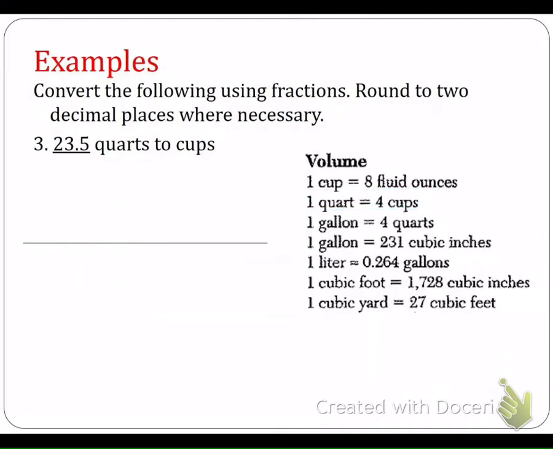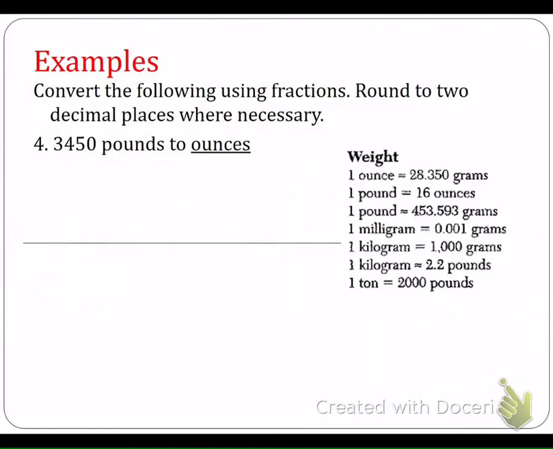All right, here's number 4. So we have 3,450 pounds to ounces. So real quick, what weighs more, a pound or an ounce? A pound. So if you have this many pounds, when you change it to ounces, should your answer be bigger or smaller than this? It should be bigger. It should be way bigger because each unit represents a smaller weight. So you can check yourself in the end to see if you've done it right.